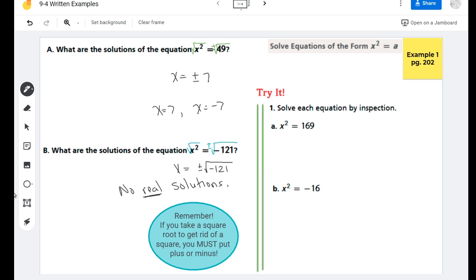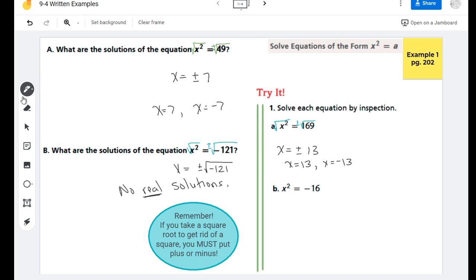Alright, so let's go through our Try It. Again, I have x squared equals 169. So I'm taking the square root of each side and putting a plus or minus. The square root of 169 is actually 13. So my two solutions are x equals 13 and x equals negative 13.